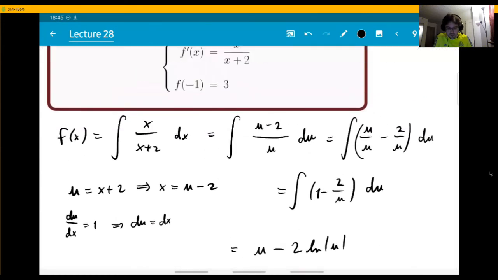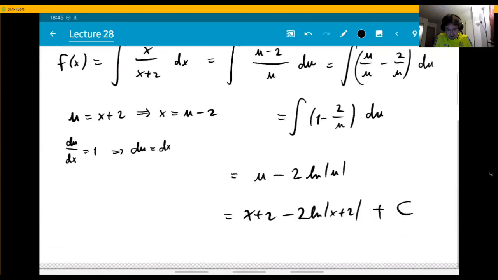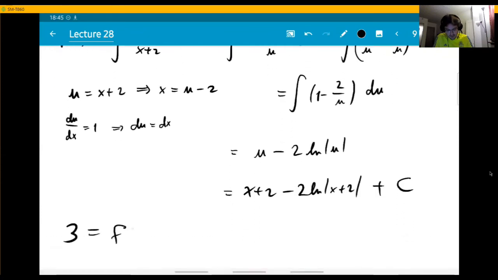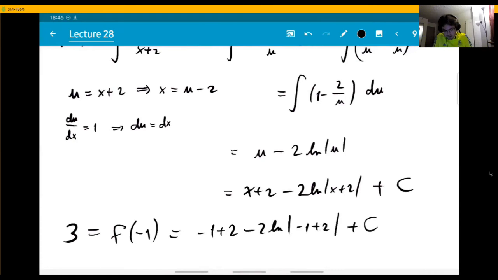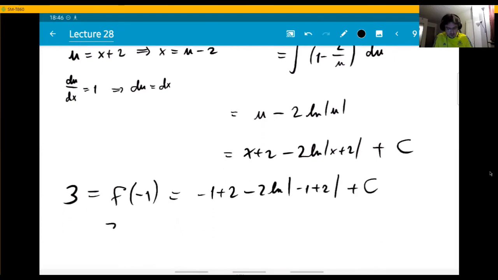f of minus 1 is supposed to be 3. So 3 is supposed to be what you get in this expression when you plug in x equals minus 1, which is what I'm doing here. So what happens? 3 is equal to 2 minus 1, which is 1. ln of 1 is 0. So there is no ln part here. 3 is 1 plus c, c is 2.